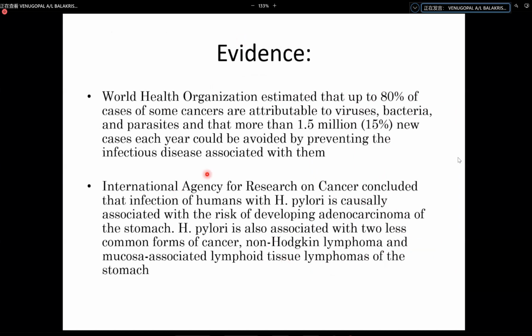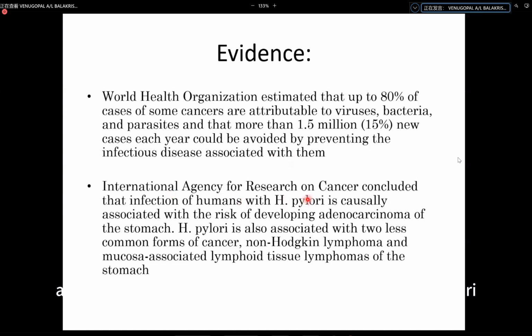The World Health Organization has estimated that up to 80% of cases of some cancers are attributed to viruses, for example hepatocellular carcinoma and cervical cancer, about 80%. More than 1.5 million cases, which is 15% of new cases each year, could be avoided. This is important: it can be avoided by preventing the infectious diseases associated with them. When you don't allow the infection to happen, you protect yourself, and there is no cancer because it is associated with the infection.